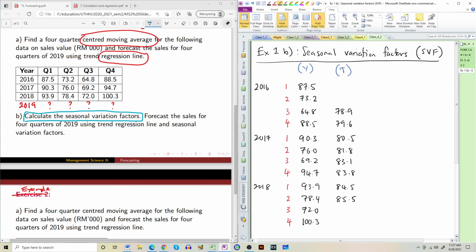T stands for trend, and the third data will be y minus t. So y minus t means 64 minus 78.9, you will have negative 14.1 right here, negative 14.1, and do the same thing for the rest. You will have 8.9.